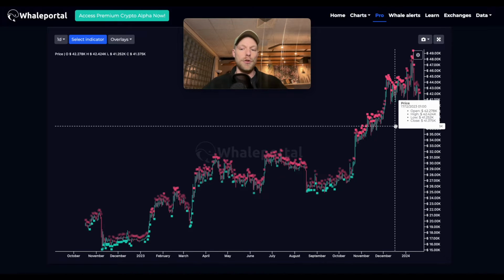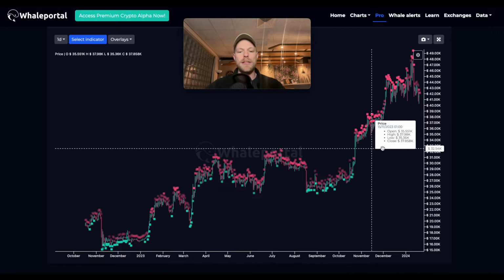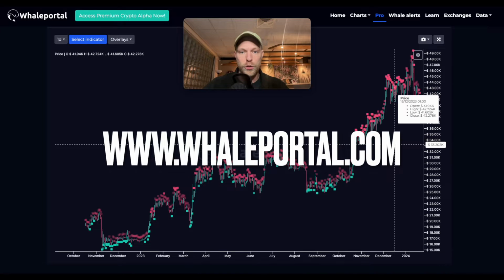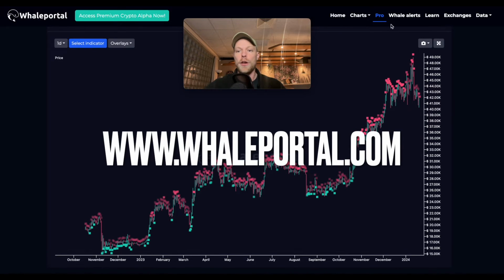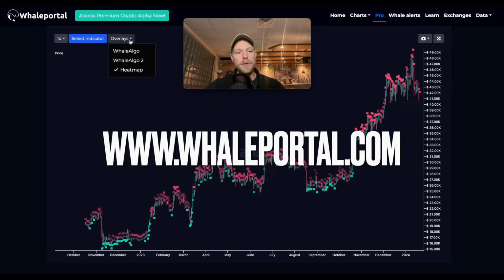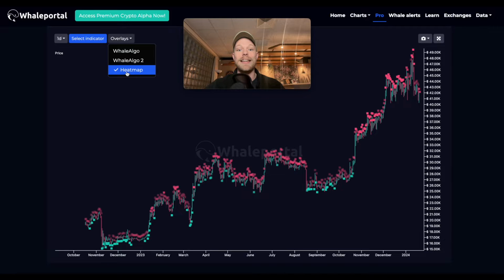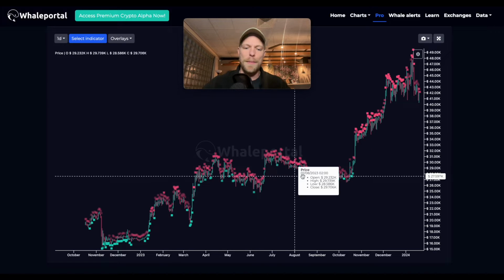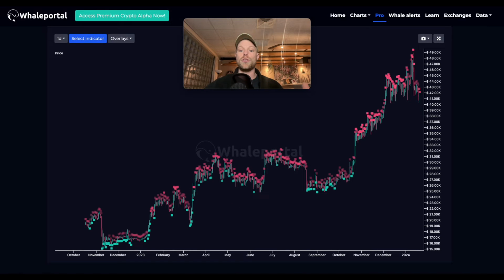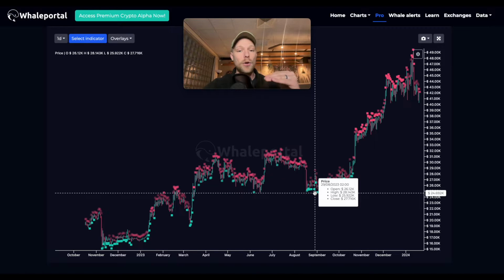So guys, let's have a look at this heat map. This heat map is from Whaleportal.com. If you go to Whaleportal.com, you can click right here on Pro. It will bring you to the Pro charts. Then you click right here on Overlays and you can add the heat map to the chart. And what this heat map basically does is it shows either a red area above the candle, which represents selling pressure, or it shows a green area below the candle, which represents buying pressure.